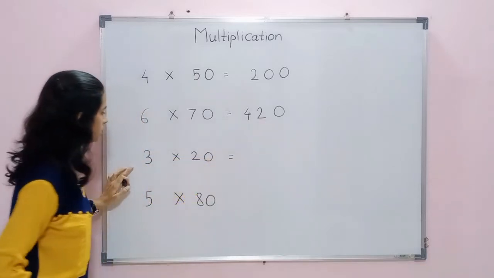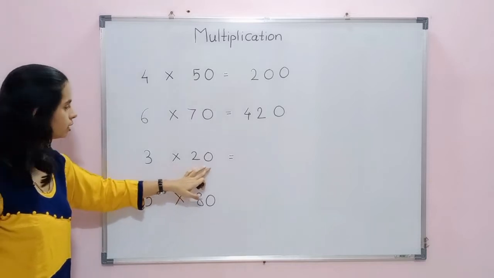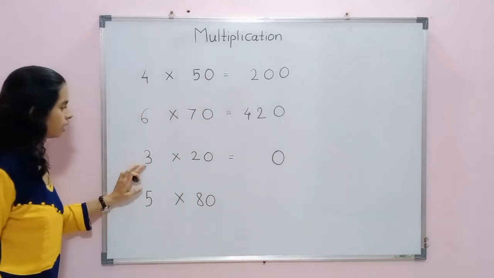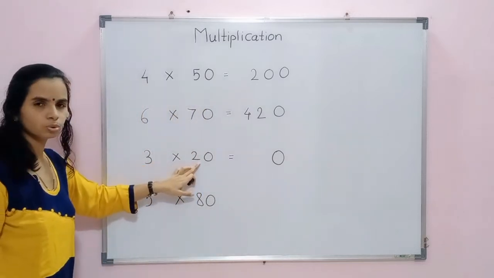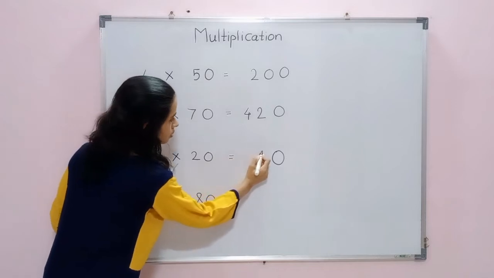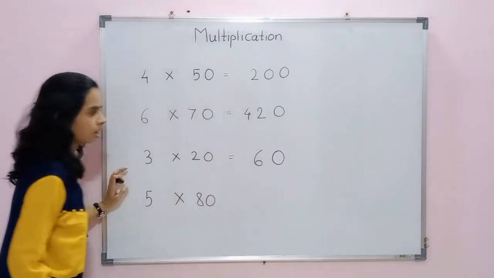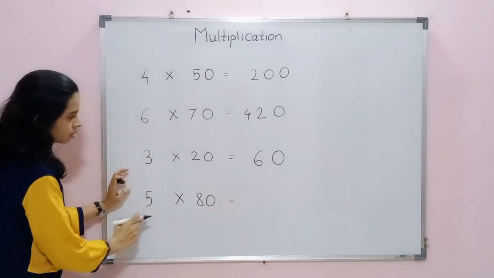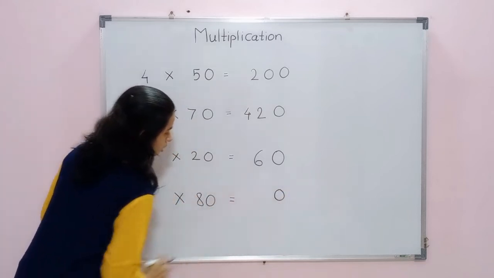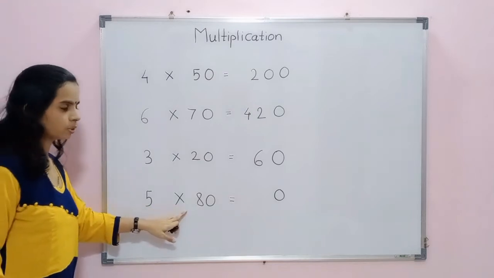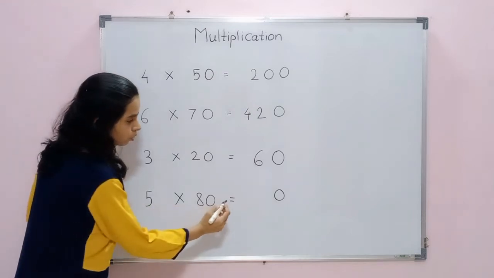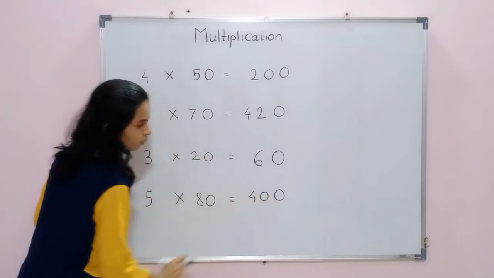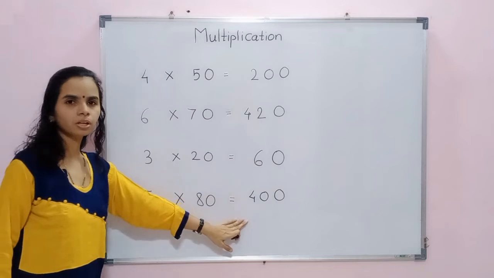Now we will solve this. 3 multiplied by 20. Put this 0 here and multiply 3 into 2. We will get 6. We will write this 6 here. Our answer will be 60. Here put again this 0 here and 5 multiplied by 8 we will get 40. We will write this 40 beside this 0. So our answer will be 400.